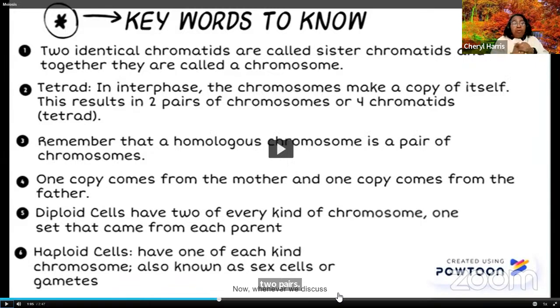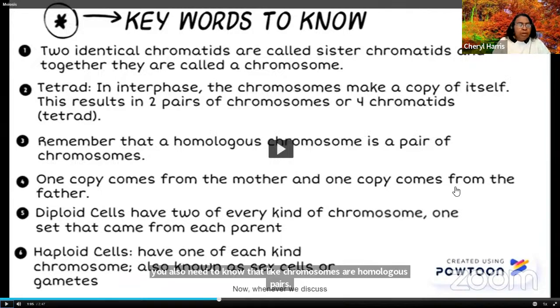Remember that a homologous chromosome is a pair of chromosomes. Not only is it a pair of chromosomes, they're a pair of like chromosomes. They are coding for the same characteristic. We'll look at that again later when we do genetic mapping. Right now, we're just talking about cell division, but you also need to know that like chromosomes are homologous pairs. One copy comes from the mother, one copy comes from the father.